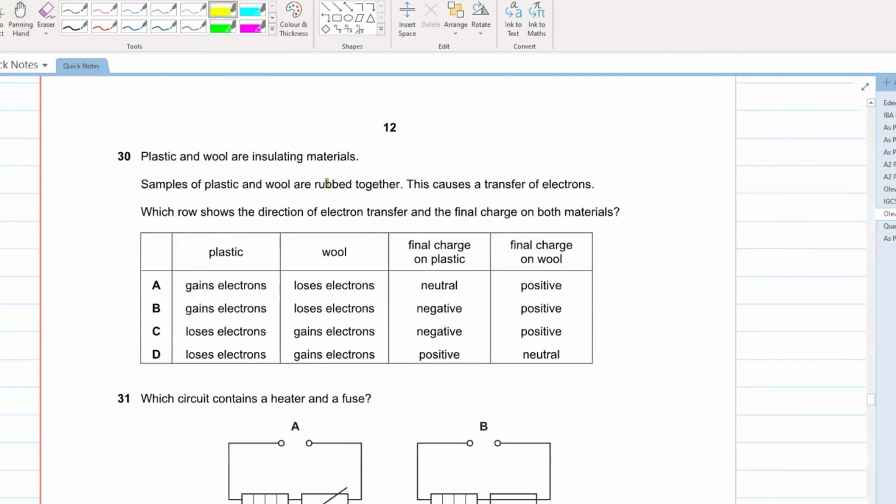Plastic and wool are insulating materials. Samples of plastic and wool are rubbed together. This causes a transfer of electrons. Which row shows the direction of electron transfer and the final charge on both the materials? Let's say plastic gains electrons. So plastic should be what? Negatively charged. This option A is wrong.